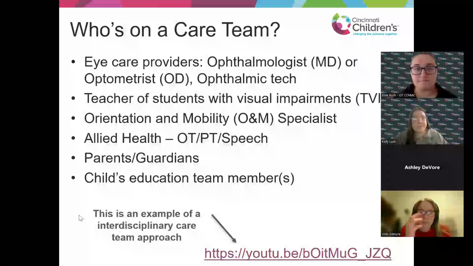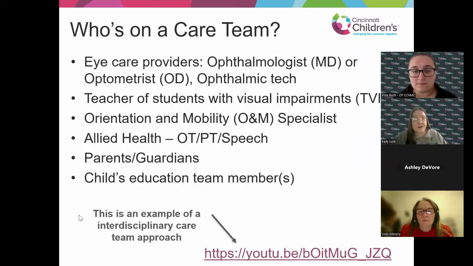So the care team, typically you're going to have some sort of eye care provider, either an ophthalmologist or an optometrist, hopefully an ophthalmic tech. A lot of times we call the ophthalmologist and optometrist the low vision specialists, because they've been trained to specifically work with kids who have severe ocular or brain-based visual impairments. The teacher of students with visual impairments is good to have on your care team, so you have that educational side to balance out all the medical clinical stuff.